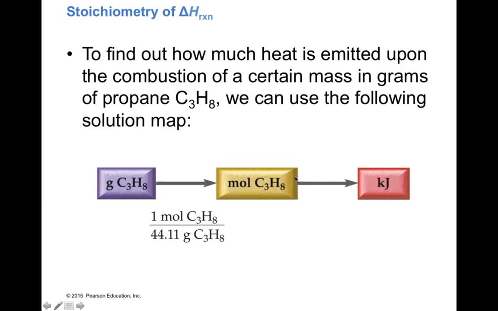And from moles to kilojoules, we need to look at the chemical equation, and we know that 1 mole of propane will produce negative 2044 kilojoules. Remember that we need to keep this negative because it means that it's releasing that amount of energy.